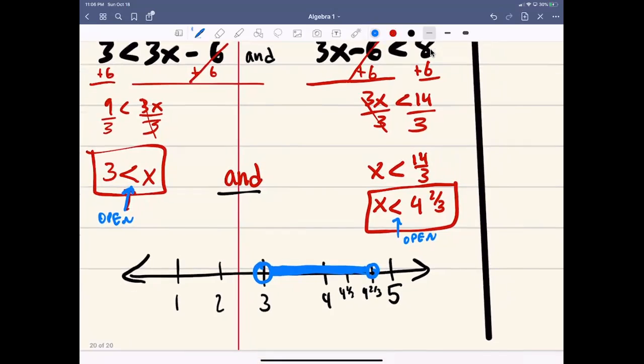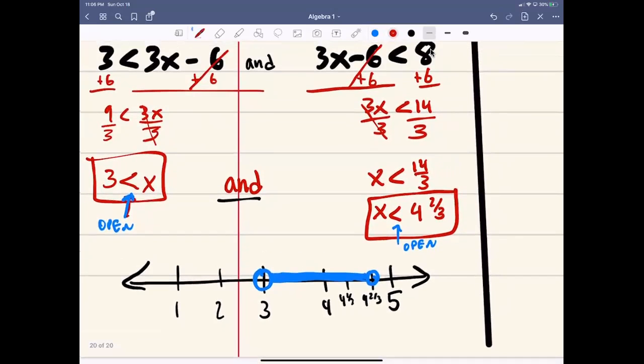Remember, conjunctions. I'll write this here. Conjunctions. Right. Graphs of conjunctions are line segments. Okay, just remember that. All right.